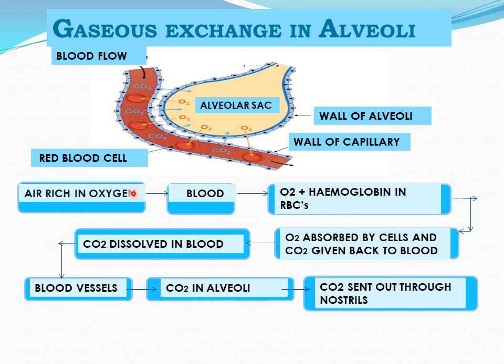Now see, this is the exchange process. Now we can discuss it in the form of a flow chart. See, air rich in oxygen moves towards the blood. Then what happens? We know that in blood there is a respiratory pigment, that is hemoglobin. Hemoglobin is present in our RBCs. So oxygen is added to the hemoglobin, and this hemoglobin forms oxyhemoglobin. So we can say that hemoglobin is a carrier for oxygen.